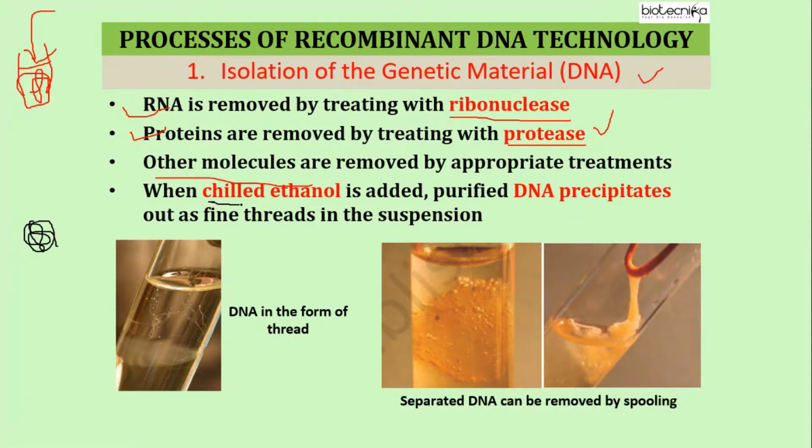You will add chilled ethanol. Why are you using this chilled ethanol? Because ethanol is an organic solvent that is used to precipitate the DNA. Suppose this is an Eppendorf tube and you have DNA here, here, here. What will it do? It will precipitate all the DNA at one place and it will form a clump.